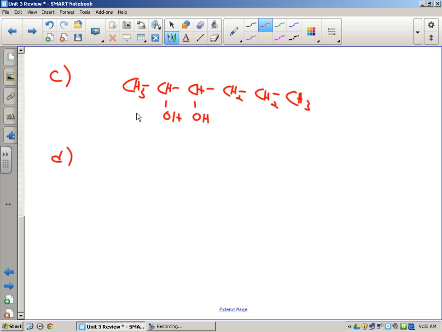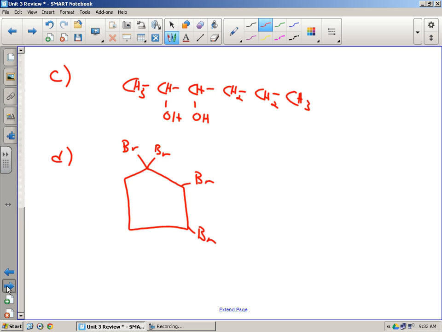And then, let's see, D is 1,1,2,3-tetrabromocyclopentane. Cyclopentane. I'm going to put 1,1 here because I want to. Tetrabromo, so Br, 2 and 3. Bromine. Tetrabromocyclopentane. Okay. Good.